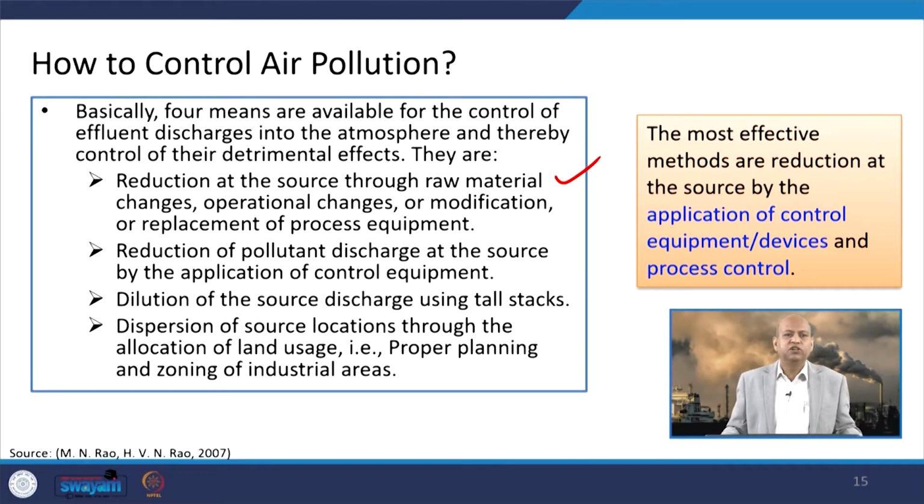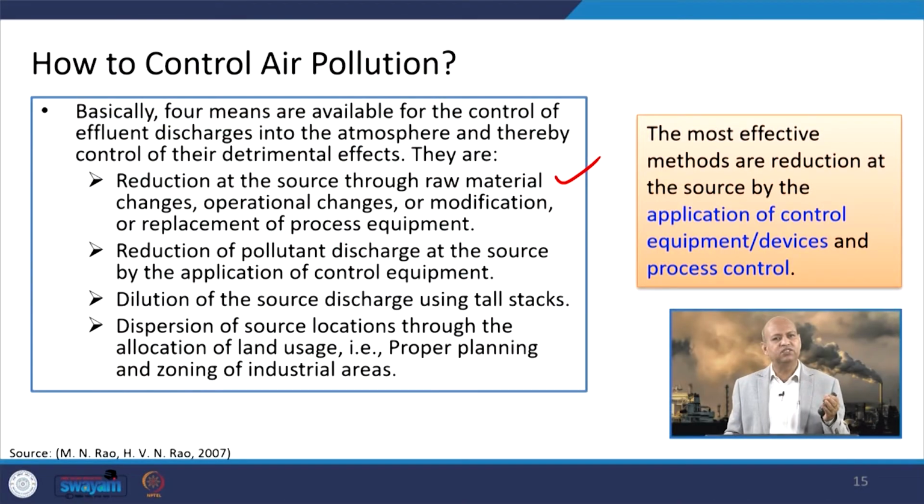Okay. Then there is dispersion of source location through the allocation of land uses, like proper planning, zoning, industrial zones, land use and land planning. You can have a green belt in urban areas around the industrial locations. Those kinds of things are also there to control air pollution, and the most effective methods are reduction at the source, whether by application of control equipment or devices or by process control. So, if possible, please control at the source itself rather than after it is being emitted, meaning before emission to the air.